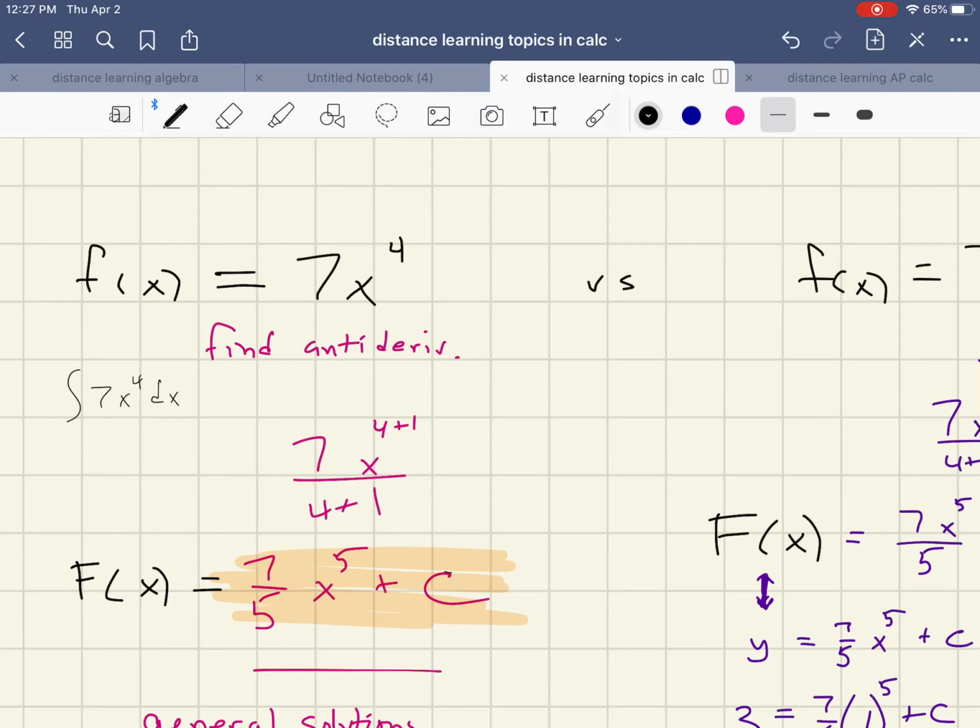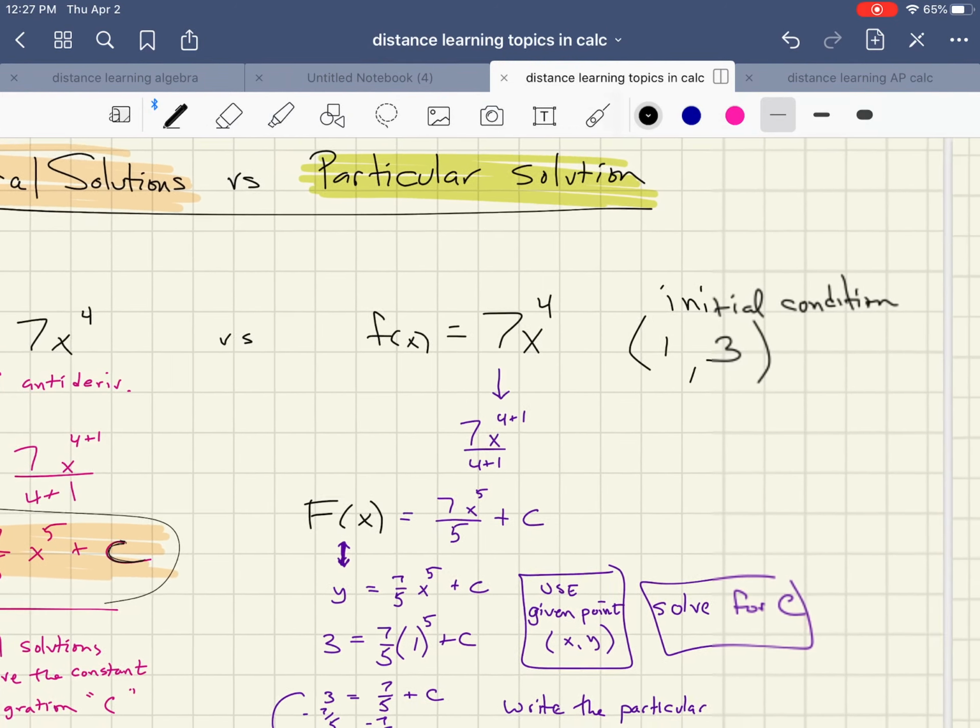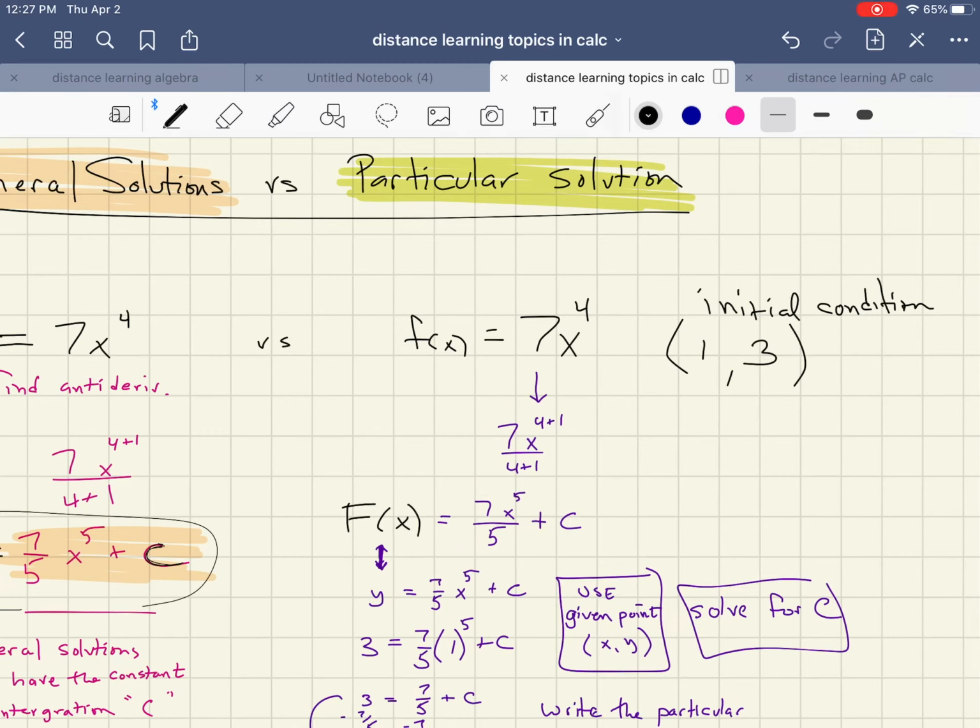And anytime we integrate with indefinite integrals, meaning there's no numbers on the integral symbol, we're going to get a constant of integration c. So our general solution for 7x to the fourth, when we integrate, we get 7/5 x to the fifth plus c. And again, here we are doing the same exact process, and we get our same general solution.